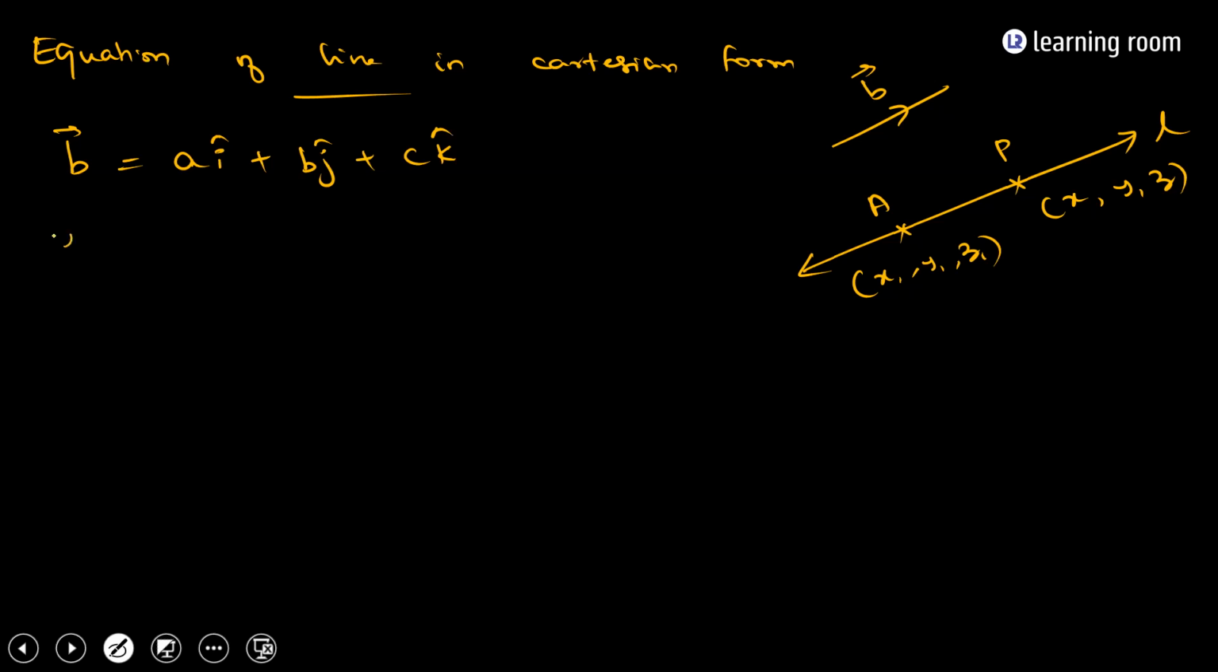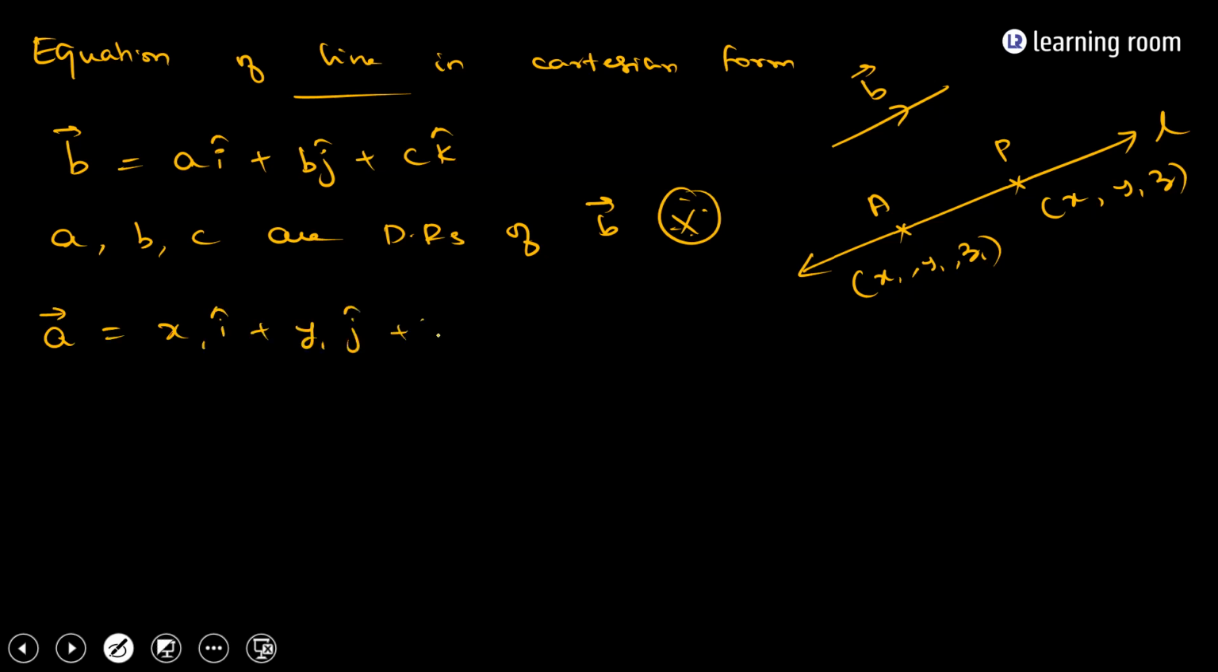So I'm writing it here. a comma b comma c are the direction ratios of B vector. This is a very important point to be noted. So a, b, c are the direction ratios. Now, if I look at A vector, then it is going to be x1 i cap plus y1 j cap plus z1 k cap. Because I know the position of this point A with respect to the origin, x1, y1, z1 are the coefficients of i cap, j cap, and k cap respectively.